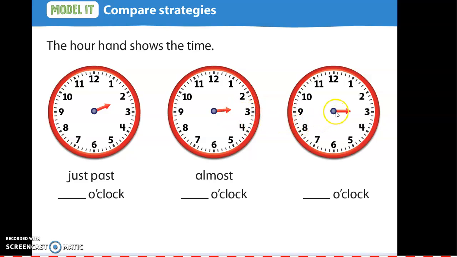Okay. And let's look at this hand. Let's follow it with our finger. It is pointing right at the 3. So what time is it if the hour hand points right at the 3? It is 3 o'clock. Good job. So this is hour hand, just the hour hands for different times. Okay, it can be just past, it can be almost, or it is.